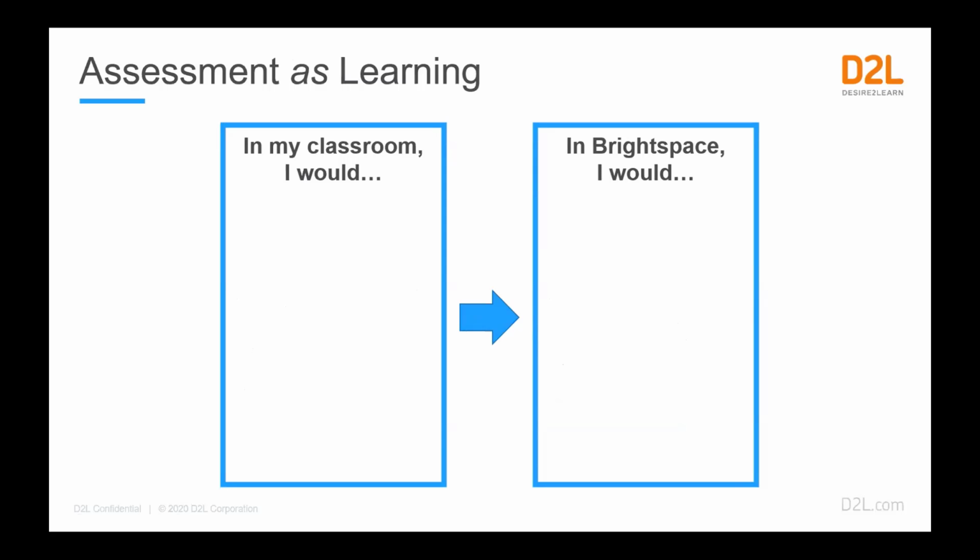So really the reason that you want to do this is to encourage metacognition, to give students the opportunity to monitor and reflect on their learning and identify those next steps. So to do this in my classroom, I would give students a self-assessment to see where they're at and reflect on where they could go, maybe gaps in their knowledge. And in Brightspace, you could give instant feedback in a quiz.